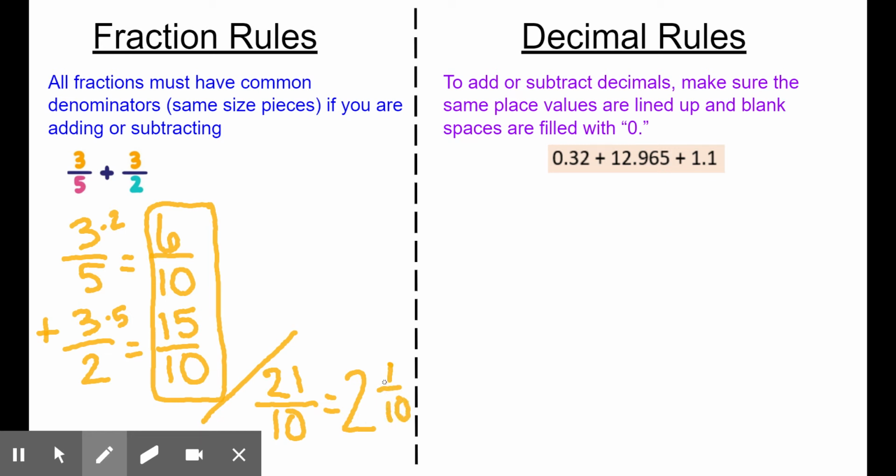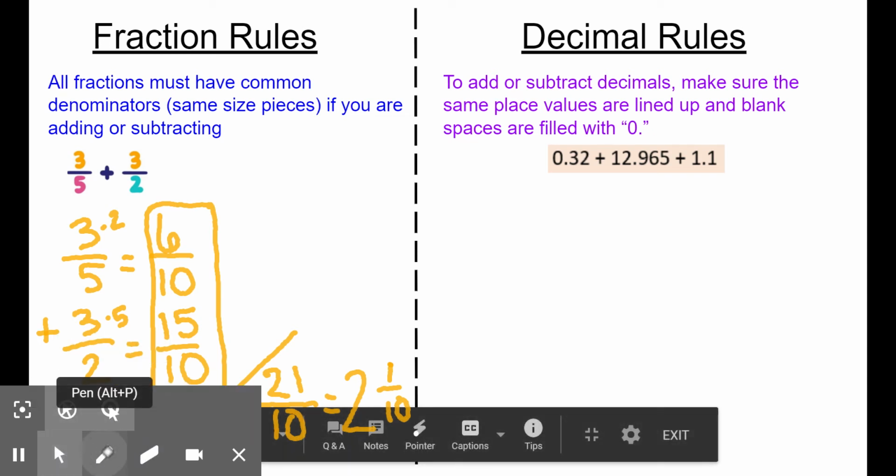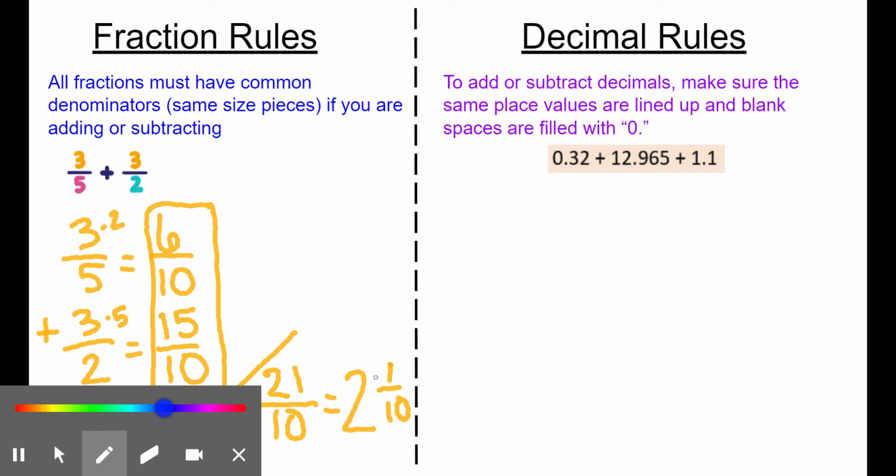Decimal rules. If we're adding or subtracting decimals, we need to make sure that those place values are lined up, just like we do with whole numbers. Ones go with ones, tens go with tens, etc. So same with decimals. Hundredths have to be lined up with hundredths, tenths have to be lined up with tenths, and so on. So here we go.